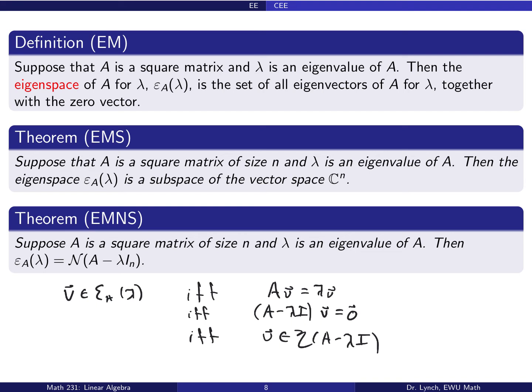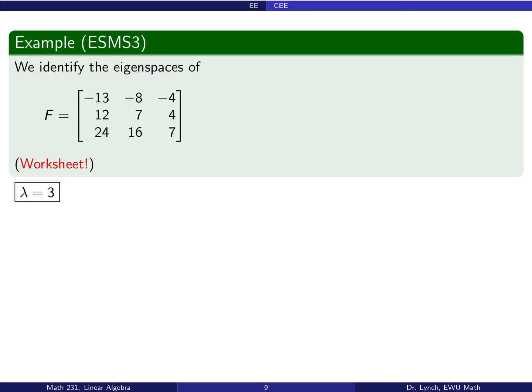Okay, so this is a good thing, right? Because we know how to find null spaces of matrices, and we know how to write them as spans of linearly independent vectors. So that's what we'll do for eigenspaces also. We'll characterize them the same way we characterize null spaces. So here's an example that I'll have you work through a little bit on the worksheet.